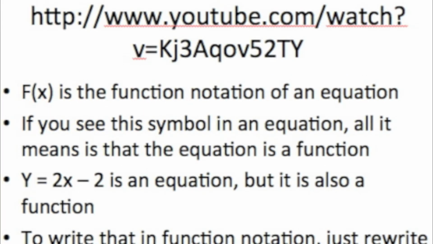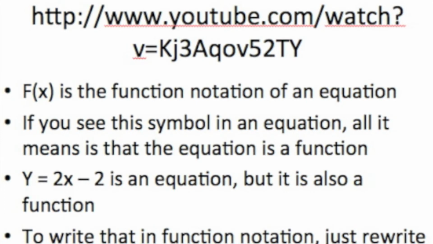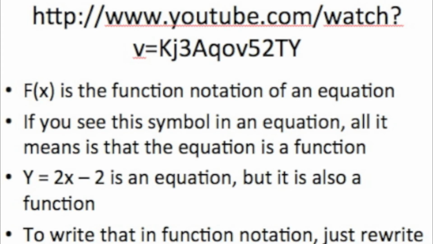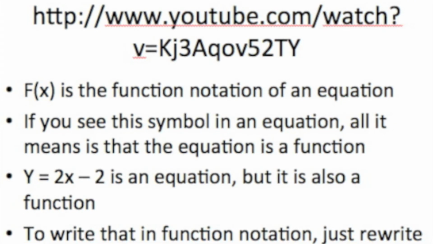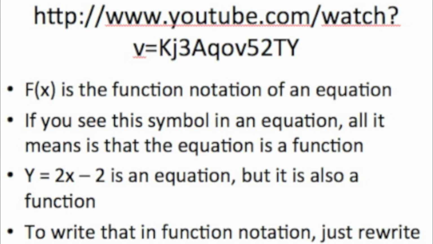So f of x is the function notation of an equation, and if you see this symbol in an equation, all it means is that the equation is a function. So y is equal to 2x minus 2 is an equation, but it's also a function. And to write that in function notation, just rewrite it into y equals mx plus b.